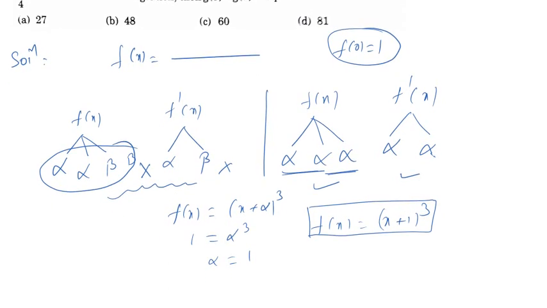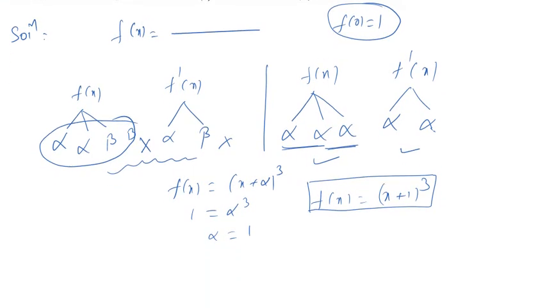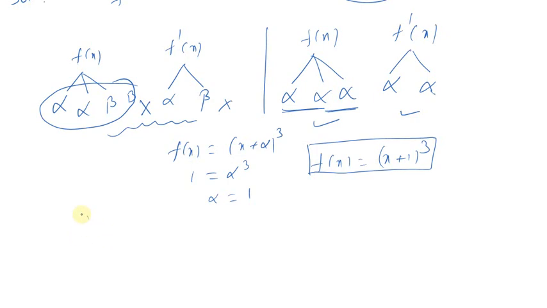Now come to the point. And the question is, given integration of f(x) dx is equal to g(x) + c, and g(0) is equal to 1/4. So let me calculate integration of f(x) dx. Integration of (x+1)^3 dx will be (x+1)^4/4 + c.